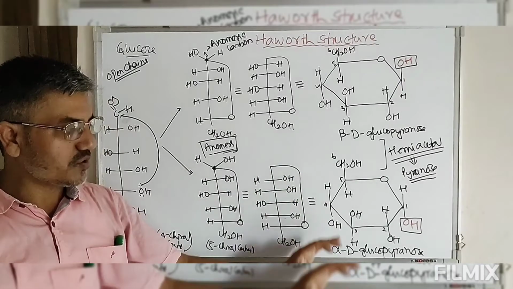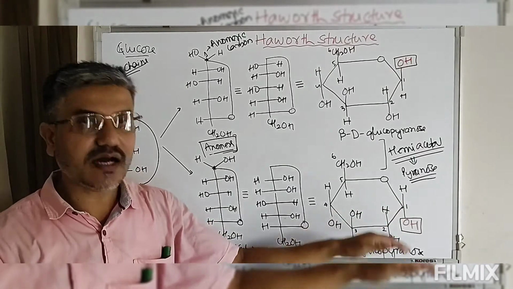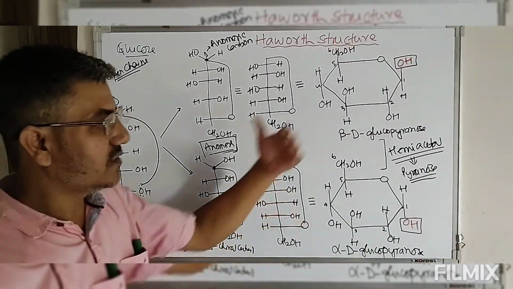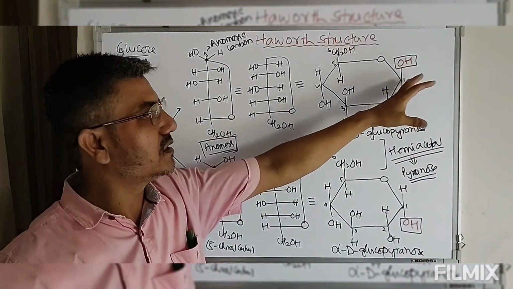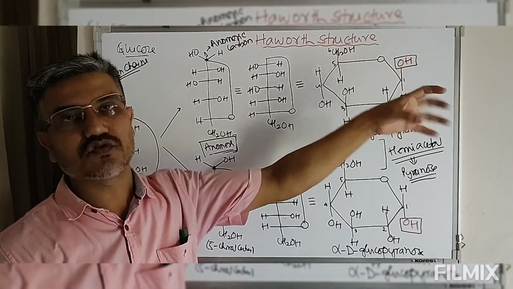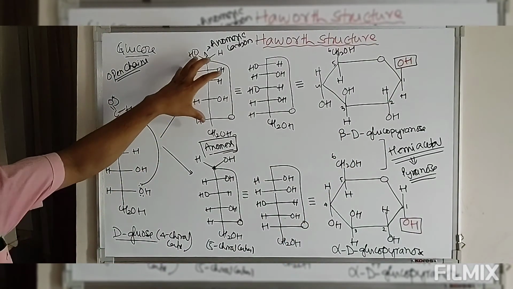So D-glucose exists in 6-member pyranose ring. One is known as alpha D-glucopyranose, in which the OH at the anomeric carbon is below the plane of ring, and the other one is known as beta D-glucopyranose, in which the OH at the anomeric carbon is above the plane of ring. So this is what we call the Haworth structure of glucose.